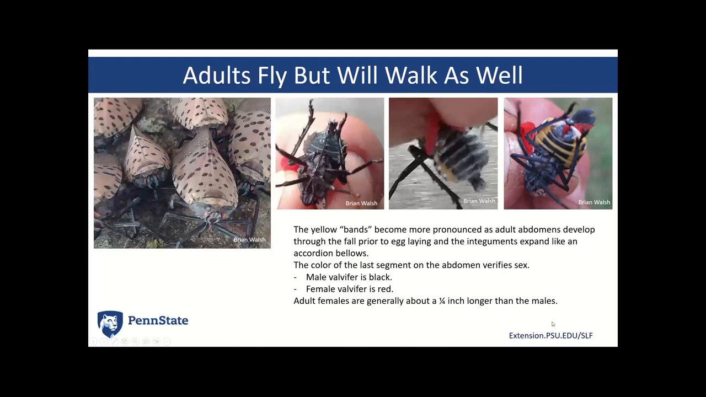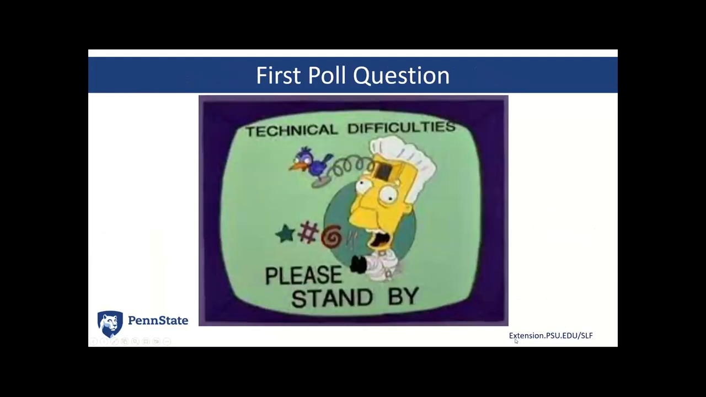And what you can see here is that the last segment of the abdomen is a valvifer, and on the male it's black, and on the female it's red. Sometimes after she's laid, it's a little bit gooped up with the wax covering on the eggs, so just wipe it off, and you'll see that it's still red there. Easy way to indicate which are which.